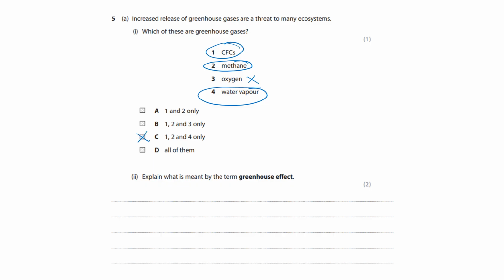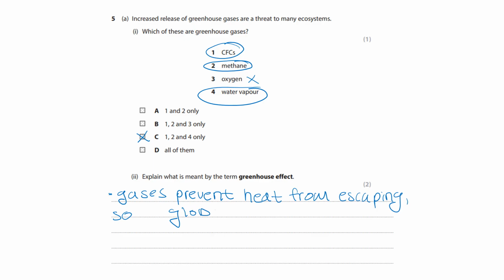Okay, explain what is meant by the term greenhouse gas. So, our first point is gases prevent heat from escaping, comma, so global temperature will increase.